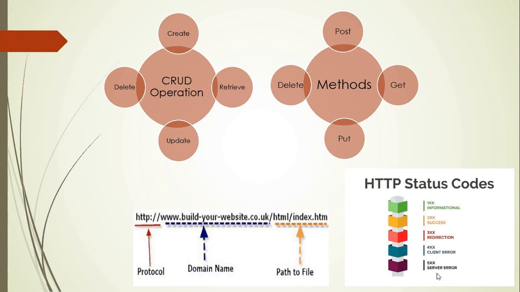In order to create anything we will be using a post method. For retrieving data we will be using a get method. For updating the resource or data we will be using a put method, and for deleting the request we will be using a delete method.